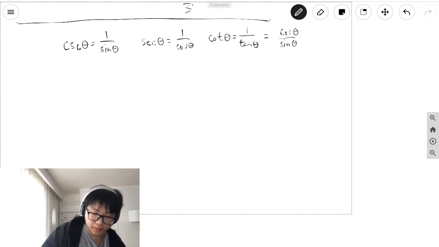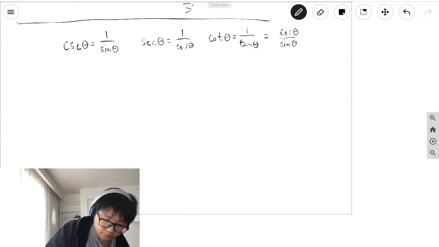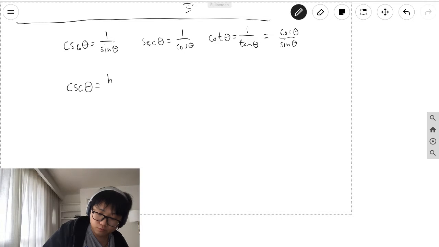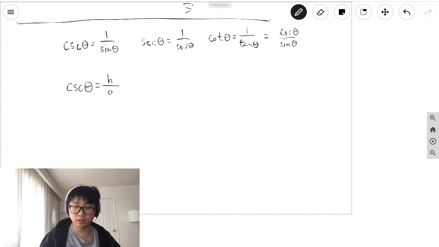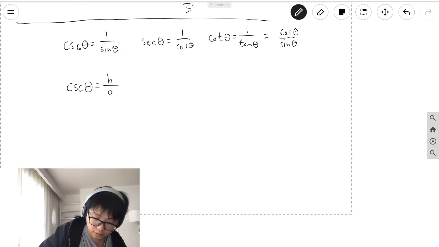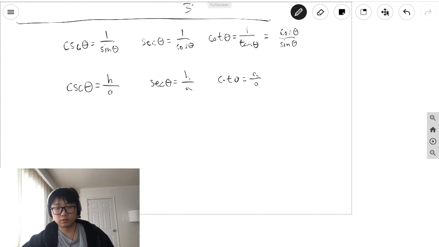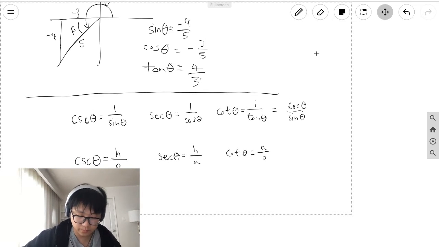So first perspective is this. If cosecant is 1 over sine, that necessarily means that cosecant is also equal to hypotenuse over opposite. Because if one is opposite over hypotenuse, one is hypotenuse over opposite. Secant theta, therefore, is going to be hypotenuse over adjacent. And then cotangent theta, therefore, is going to be adjacent over opposite. Because it used to be opposite over adjacent, now it's adjacent over opposite.